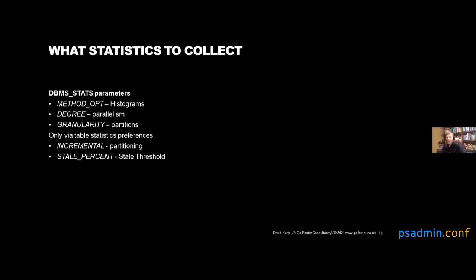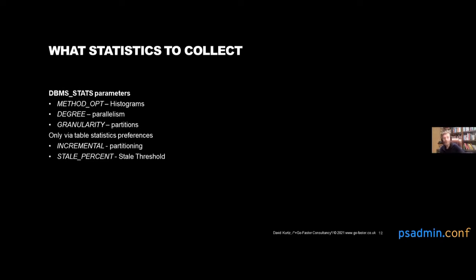So what statistics should you be worried about collecting? What parameters should you actually set for this package? Well, the favorite things that you can work on are method opt, which controls which columns you collect histograms on. And histograms deal with skewed data, data that's not uniformly spread. Simple example might be a status column. Some statuses are more common than others. So it would be a good idea to have a histogram on a status column.